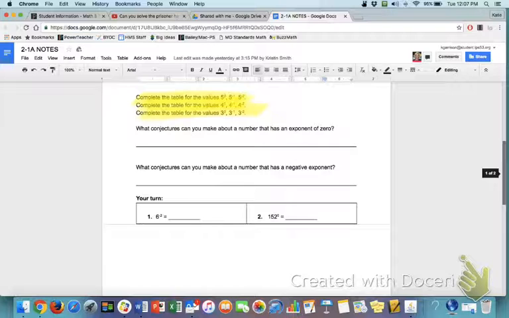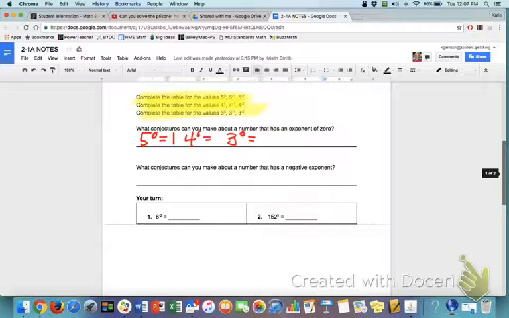What conjectures can you make about a number that has an exponent of 0? A conjecture is just a rule, basically. So if it says, what conjecture can you make about a number that has an exponent of 0, I want you to look at the table that has all of your 0 values in it and decide that 5 to the 0 equals something, 4 to the 0 equals something, 3 to the 0 equals something, and I basically want you to come up with a rule or conjecture about what's been happening with each of those.